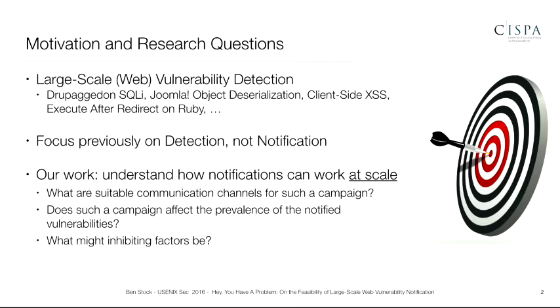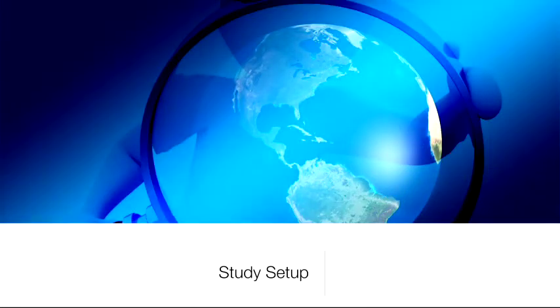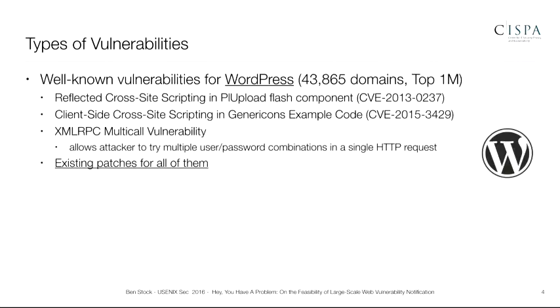So to answer this question, we set up a study. For the study, we used two types of vulnerabilities. On the one hand, we used vulnerabilities in WordPress, and we chose WordPress because it powers about 25% of the top 1 million websites, so obviously it's the most widely used content management system. Next to two cross-site scripting vulnerabilities, we selected what is called the XML RPC multi-call flaw. This is basically a vulnerability that allows an attacker in a single HTTP request to brute force a large number of username and password combinations, thereby basically bypassing any rate limiting that might be done by the server.